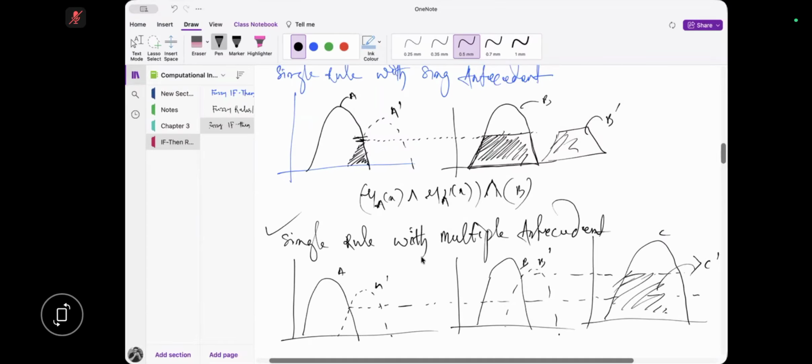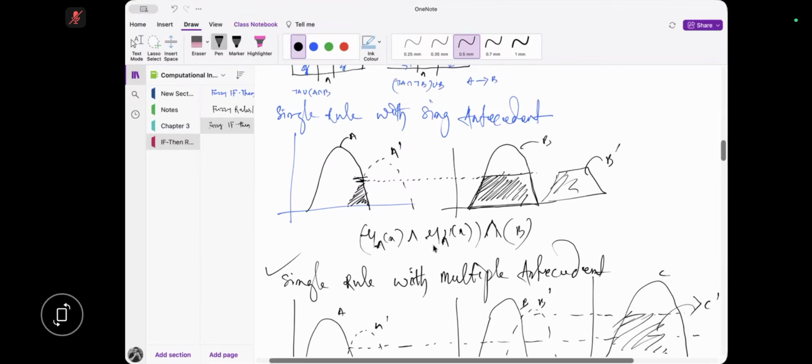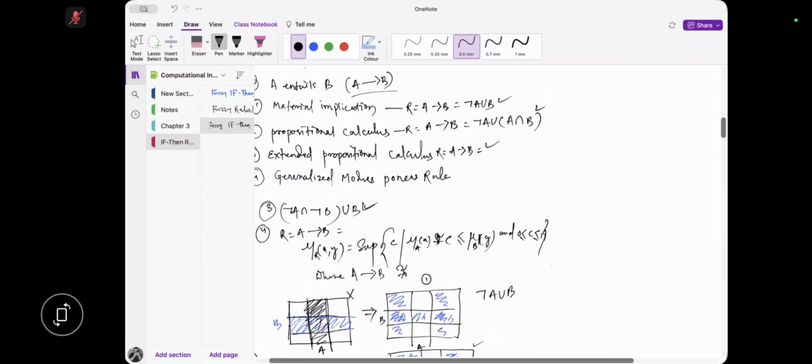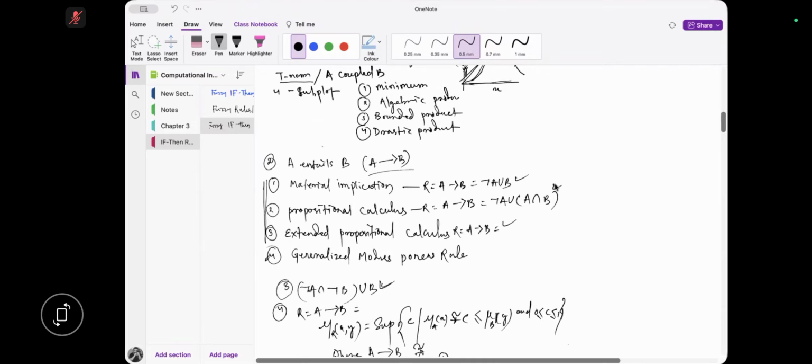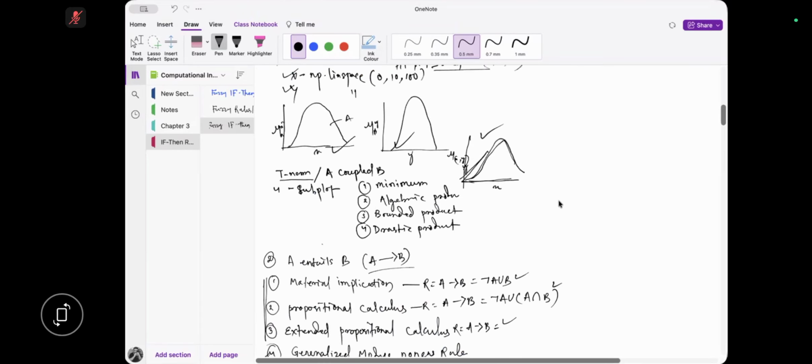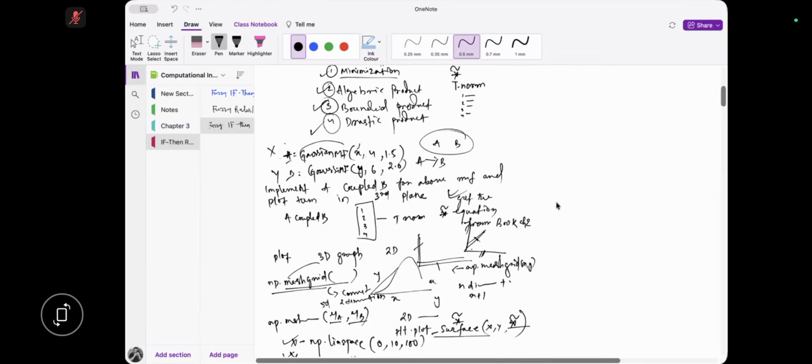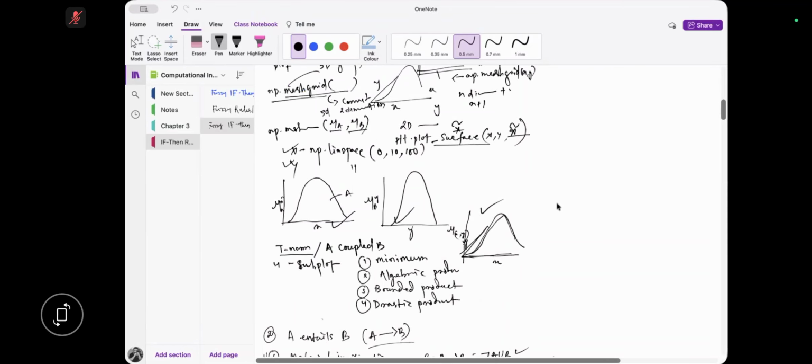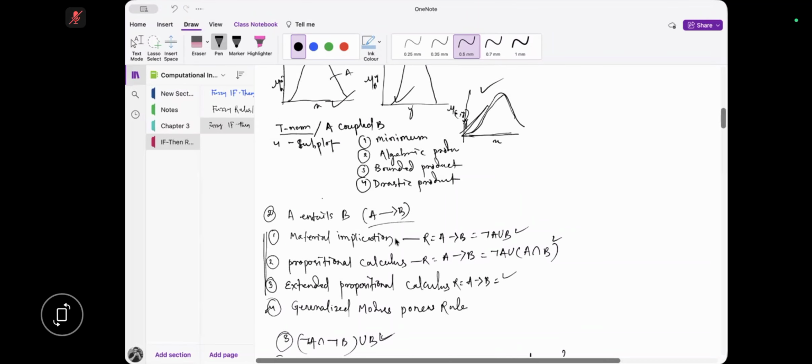We have discussed this much in the other sections. I want you to implement this at home so that we don't waste time. The coupled one was done, so you implement which one? Material implication, propositional calculus, extended propositional calculus and generalized modus ponens. At home, we'll see and discuss tomorrow.